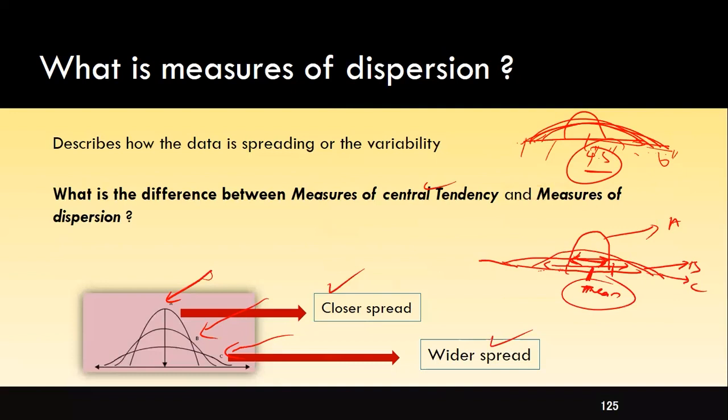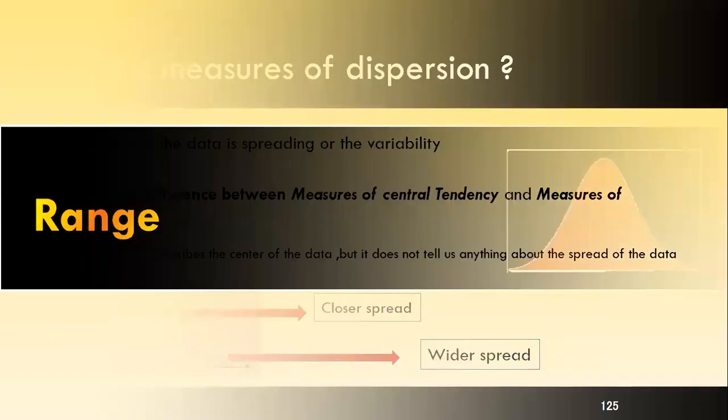Okay, so as part of this, we will explore the various measures such as range, standard deviation, variance, and the coefficient of variation, and IQR also. To start with, let us understand what range is.